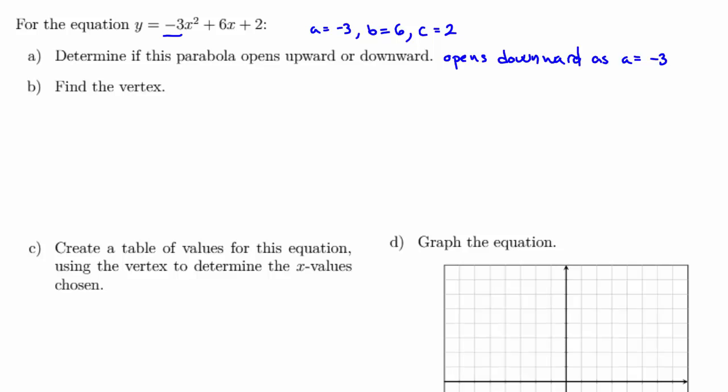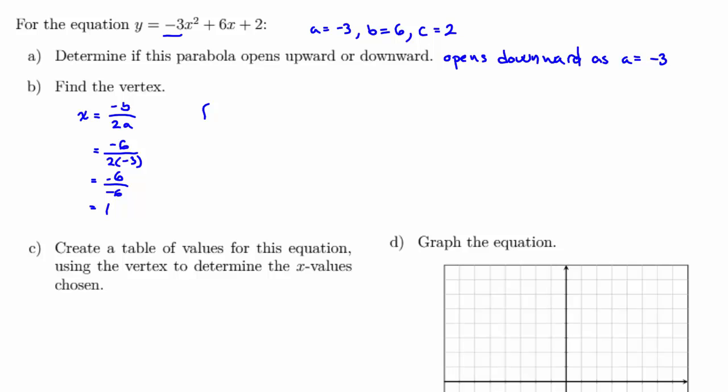To find the vertex, we're going to use the property that the vertex occurs where x is equal to negative b over 2a. And this b and a are the same ones that I just referred to, going back to those coefficients. So negative b, since b is 6, is negative 6. I'm dividing by 2a, so I'm dividing by 2 times negative 3. So what I have here then is negative 6 over negative 6, which is simply positive 1.